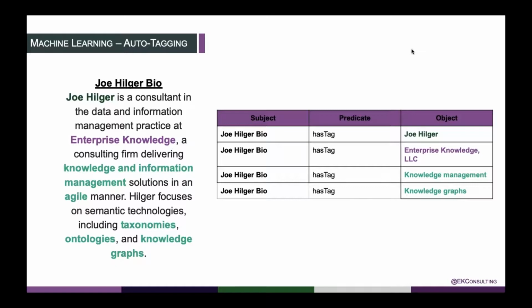Now, with content seemingly doubling every year, that doesn't work at all. So how do we manage all of this massive amount of content and tag it in a way so that information is findable and reusable and our faceted navigation can work? Well, auto tagging is a great tool for that. And you'll see here an example of a piece of text I have, the Joe Hilger bio.